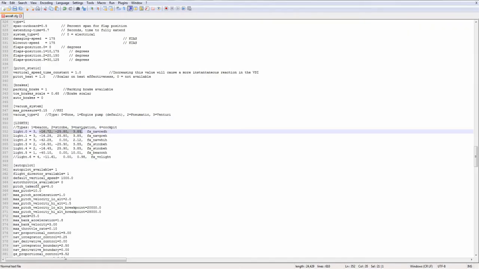These next 3 are just the position numbers of the different lights. Standard, longitudinal, lateral, vertical, plus or minus. We've been through that before. This last one is the effects file.